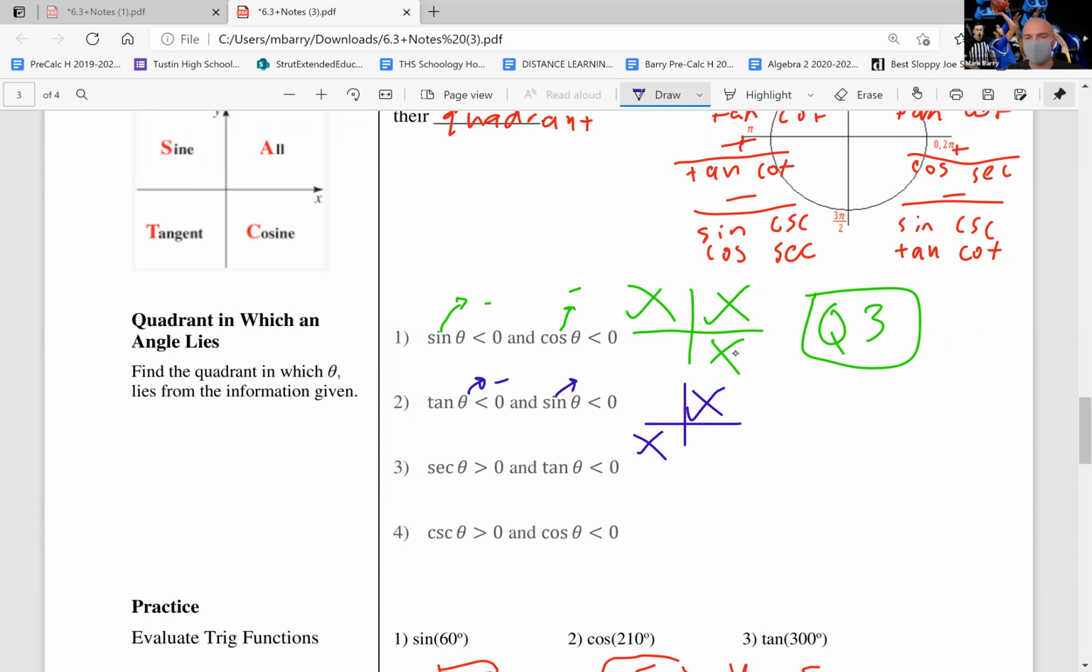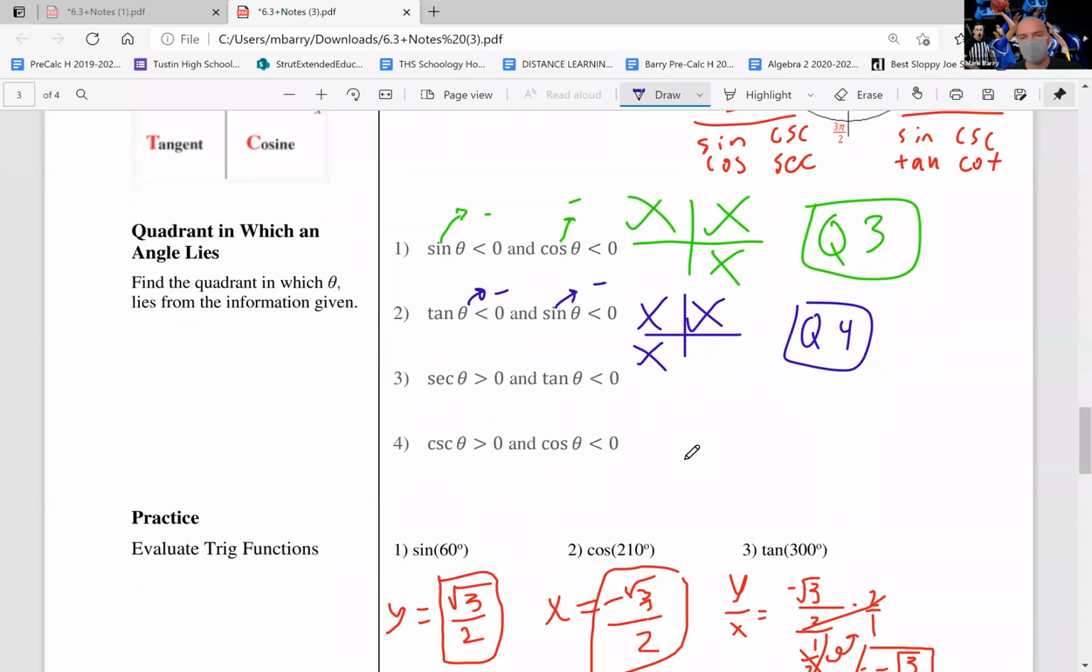Second clue, sine is less than 0. Well, that means sine is negative. It cannot be the sine quadrant. So this one must be quadrant 4. So the first clue eliminates two quadrants. The next clue eliminates another one. Only one left. That's your answer.